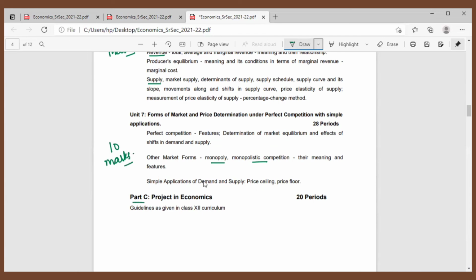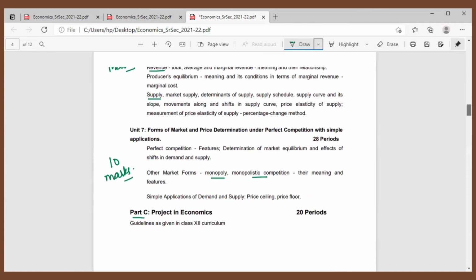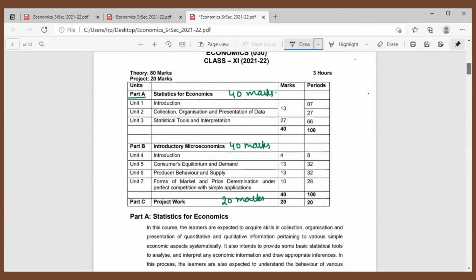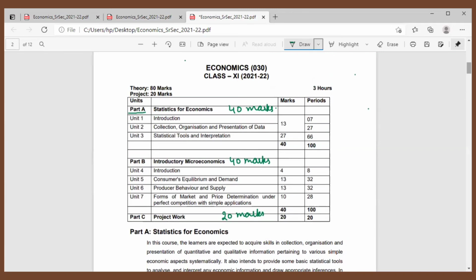And then part C, which is project work, is of 20 marks. So the total weightage of economics is 100, and we have 3 parts: part A, part B, part C. Part A, statistics for economics, 40 marks, then part B, introductory microeconomics, 40 marks, and part C, project work, is of 20 marks.